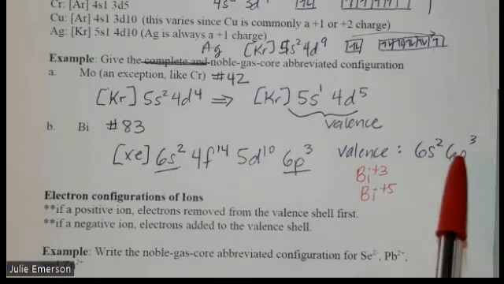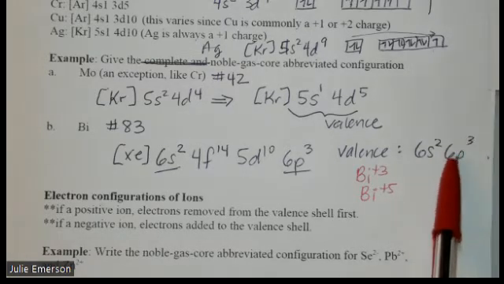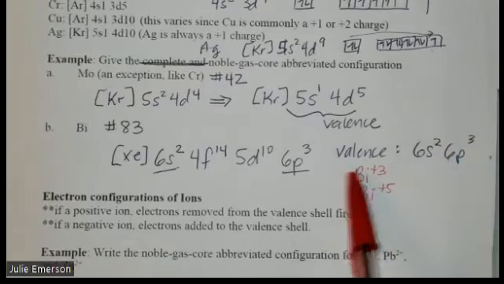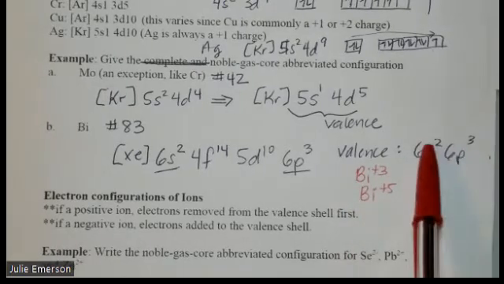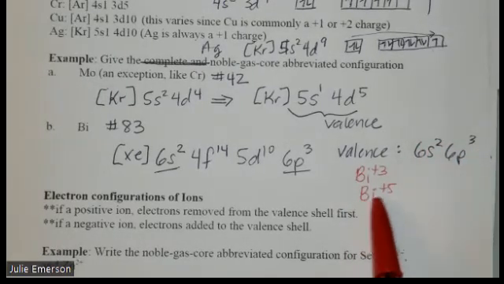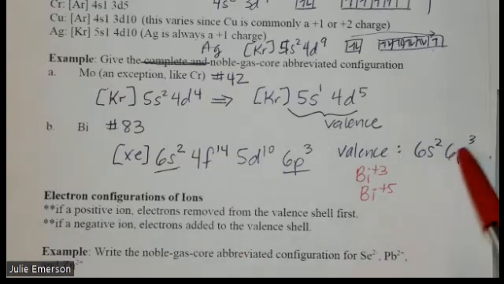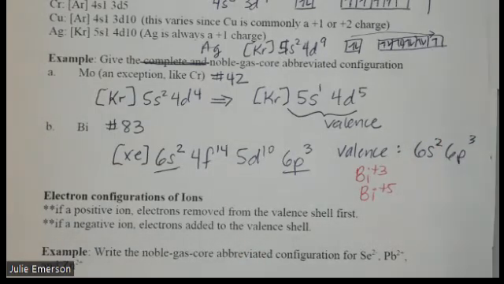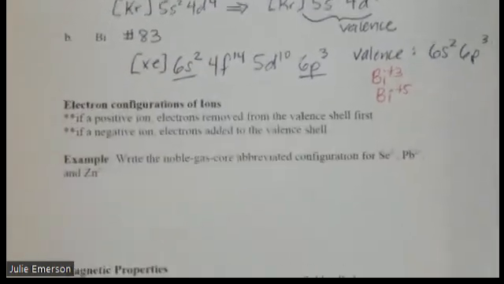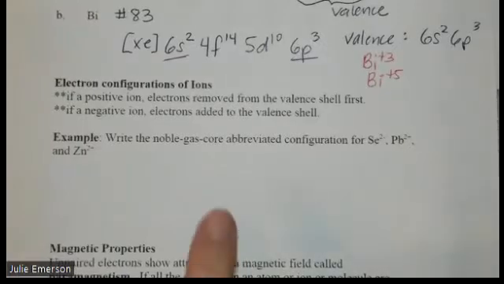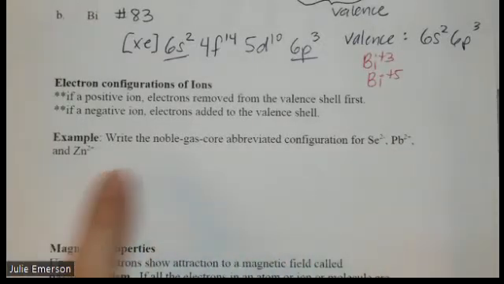So what happens is, you can see this, it either loses the 6p3 to become a +3 charge, or it loses all of the valence electrons to become a +5 charge. All right, so that's just on the side. But the point I was trying to make is that metals always lose electrons, so they lose those valence electrons. All right, so we're going to look at electron configurations for these particular ions.